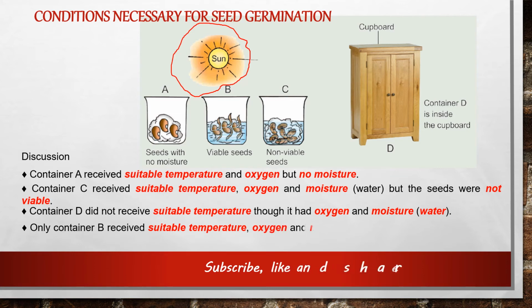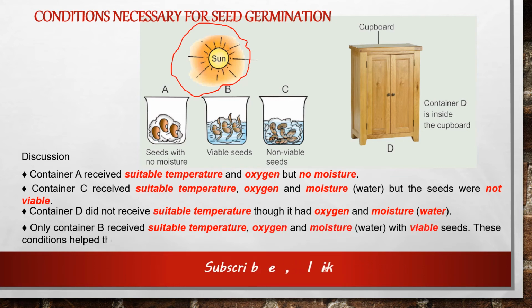Only container B received suitable temperature, received oxygen, had moisture, and it also had viable seeds. These conditions helped the seeds in container B to germinate. As you can see here, in container B, we are having germination. Why? Because there are 4 conditions which are there. We have the suitable temperature, we have oxygen, we have the moisture or water, we have also viable seeds.